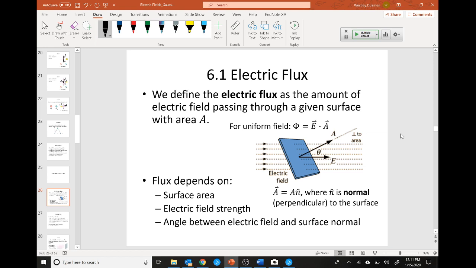So this is the mathematical definition. We use flux as capital Phi, equals the electric field dot product with the area vector. This dot product, you may have seen this before. You can take any dot product and write it as, in this case, the magnitude of E times the magnitude of A times cosine of theta, where theta is the angle between the two vectors. Any dot product you can write as that, and there's going to be a reason why we need that angle.